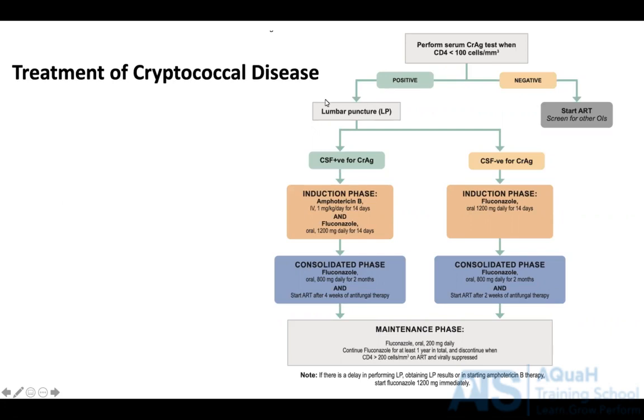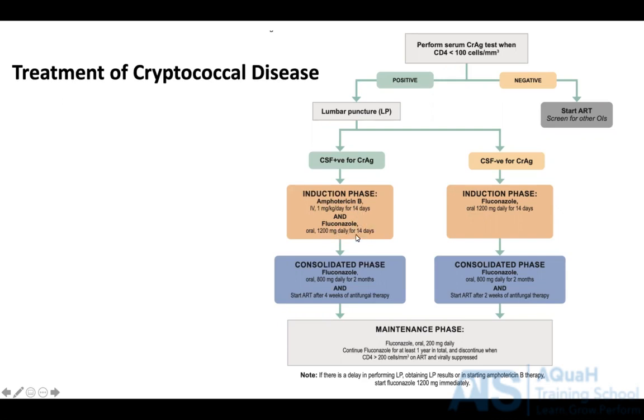Now, our new protocol requires us to do a lumbar puncture, right? So all patients who have a positive crack antigen in the blood must get a lumbar puncture. If the lumbar puncture confirms that the crypto, in addition to being in the serum or the blood, is also in the CSF, that means the patient now has a meningitis. These patients would be admitted for at least 2 weeks, where they would be treated with two drugs, amphotericin B and fluconazole, 1,200 milligrams for 2 weeks, right?